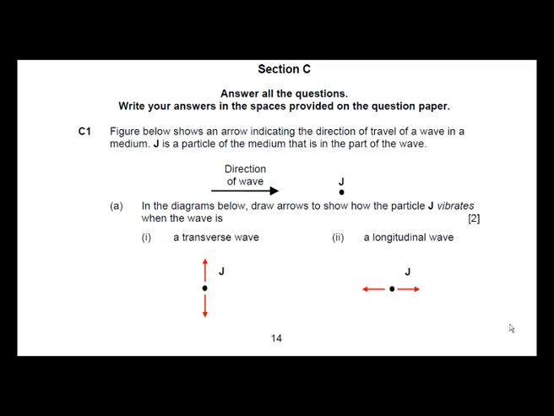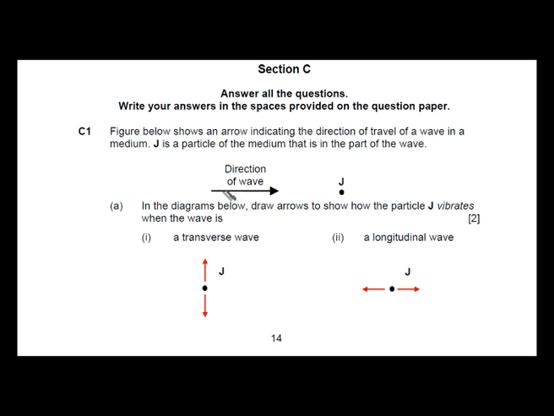Okay, so now let's move on to section C. C question 1. Figure below shows an arrow indicating the direction of travel of a wave in a medium. J is a particle of the medium that is in the path of the wave. Okay, so what's the meaning of this question? Okay, I'm going to explain to you.